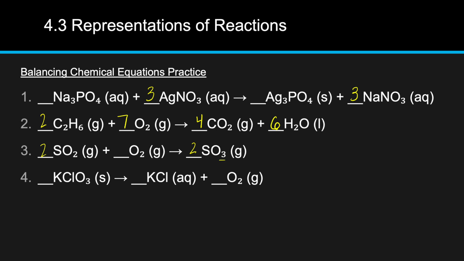And then for our last practice problem, we again have an odd and an even oxygen, so I need to multiply the odd oxygen by 2. And now I have a total of 6 oxygens on the left, so I need to multiply this oxygen by 3 to get that to 6 oxygens on the right. Now I have 2 potassiums, which means I need to multiply this by 2, and now I have a balanced chemical equation.